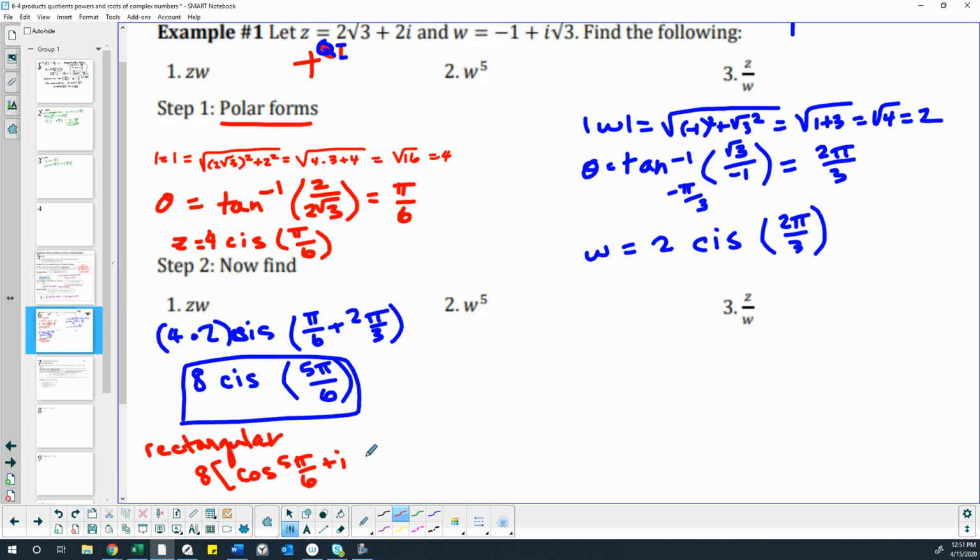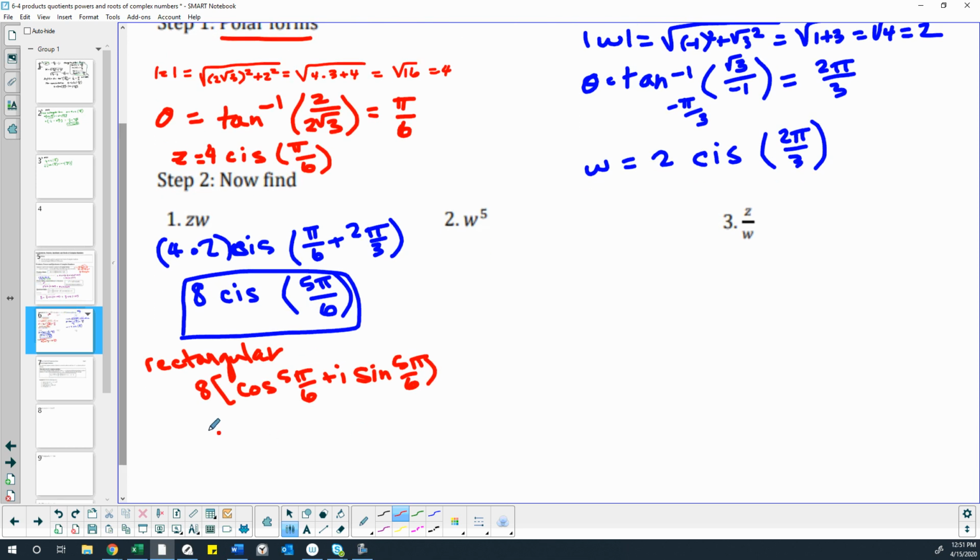Plus i sine of 5 pi over 6. So that would be 8 times cosine of 5 pi over 6, which is negative square root of 3 over 2, plus i times positive 1/2. 2 goes into 8 4 times, so negative 4 square root 3 plus 4i.